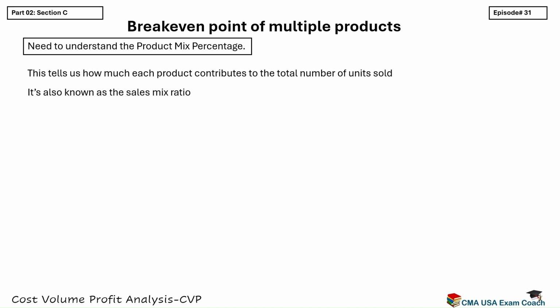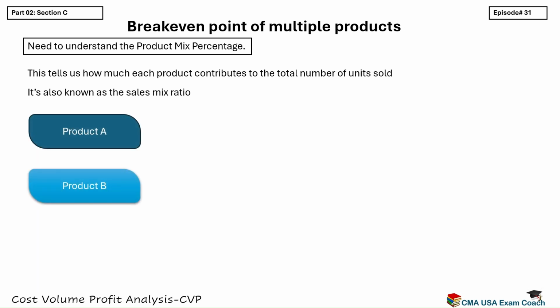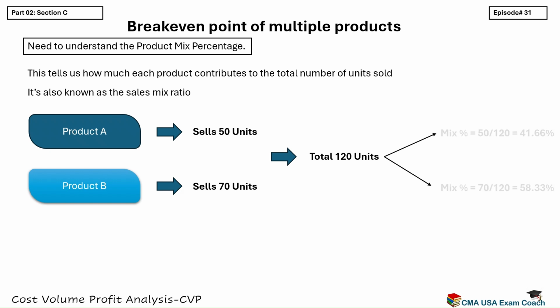Imagine a company sells two products, Product A and Product B. In a given sales period, Product A sells 50 units, and Product B sells 70 units, so the total units sold equals 50 plus 70 equals 120 units. Now we want to calculate the mix percentage of each product. This is done by dividing the units of each product by the total units. For Product A, 50 divided by 120 equals 0.4166, or 41.66%. This means that 41.66% of the total units sold are Product A.